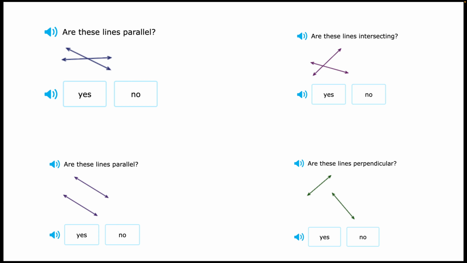Okay, now that you've had time to work these problems, let's check your solutions. For the first problem in the top left, you should have said no, those lines are not parallel. For the top right, you should have said yes, those lines are intersecting. They do hit each other. For bottom left, are they parallel? Yes, because they never hit each other. And for the last one, are these lines perpendicular? The answer is yes, because if you were to sort of extend this line, okay, it would hit and form that plus sign that we were talking about earlier.